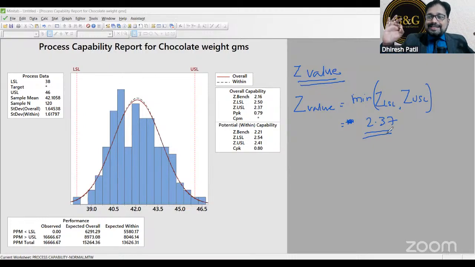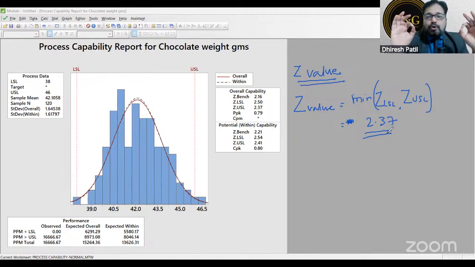Some people do this as well. Clear? Just like the CPK value. Remember the CPK formula? For those who know CPK, CPK lower and CPK upper, whichever is the lower value is our CPK value. Yes or no? Similarly, this Z value is the minimum of Z LSL and Z USL. Whichever is lower becomes our Z score. This is one way of looking at it. Clear? Just type yes in the chat box. Super clear?